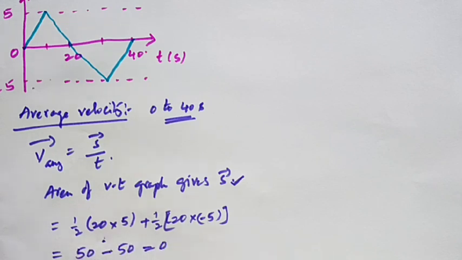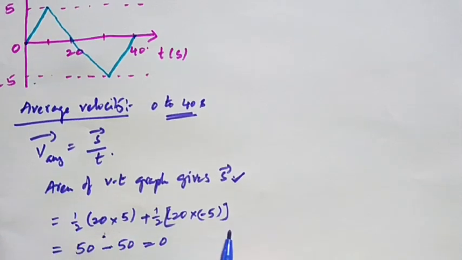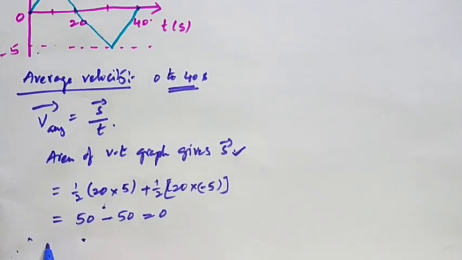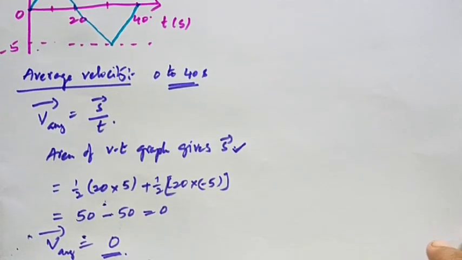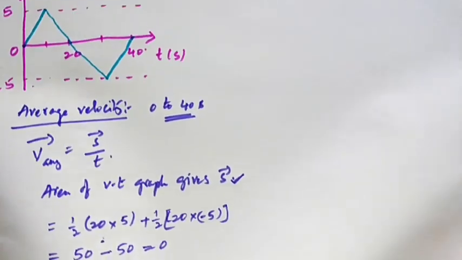So how much is the displacement? 0. What is the displacement in this case? 0. Then what is the average velocity? 0. What is the average velocity? 0. Clear this one? Yeah, in this way you can solve a lot of numericals.